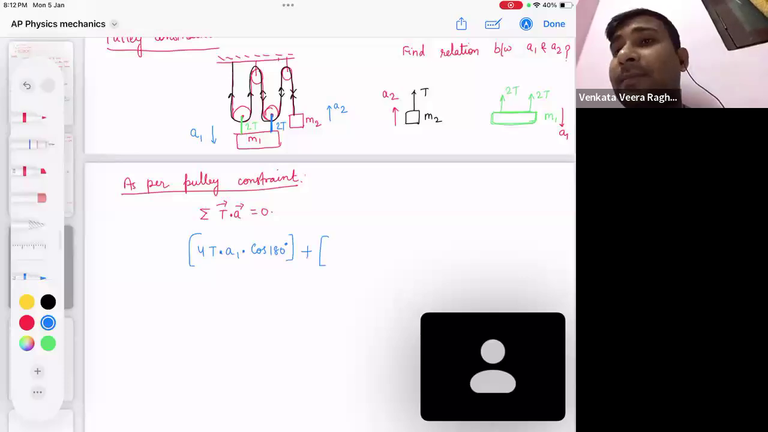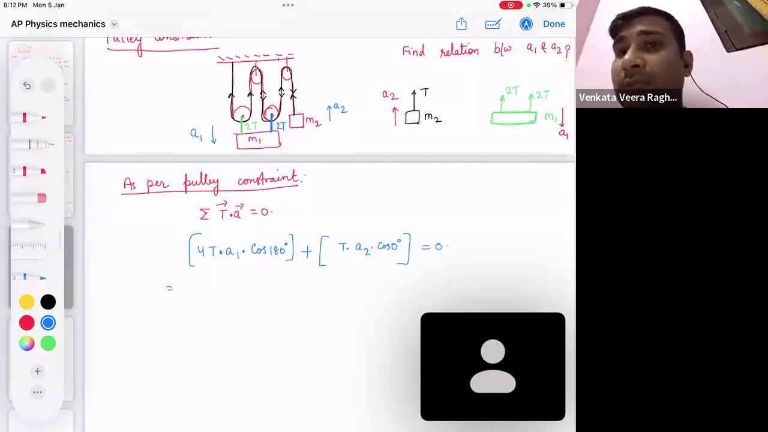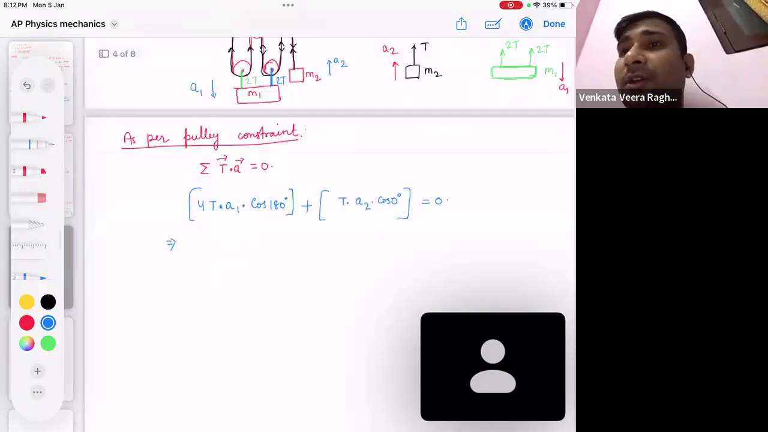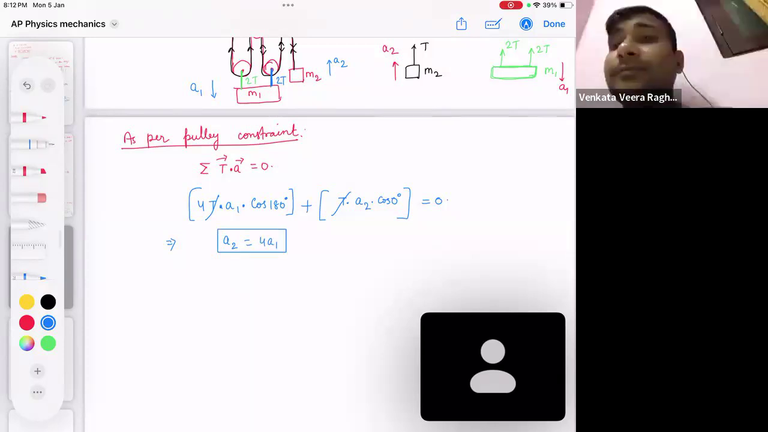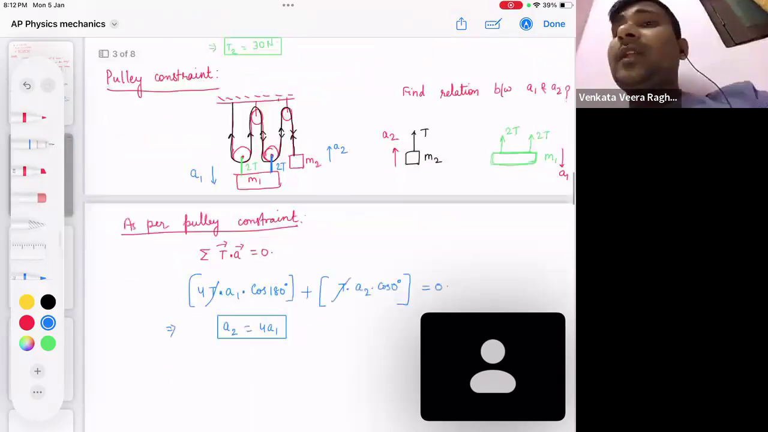Here two blocks are there, so we will add two terms. If three blocks are there, we will add three terms. Understood? Now the M2 block: tension is T, acceleration is A2, angle between them 0 degree. That summation should be equal to 0. Now if you simplify it, T gets cancelled out. And A2 is coming 4A1. So that is the relation between A1 and A2, the accelerations of block 1 and block 2. Understood? So this is how we apply the pulley constraint.